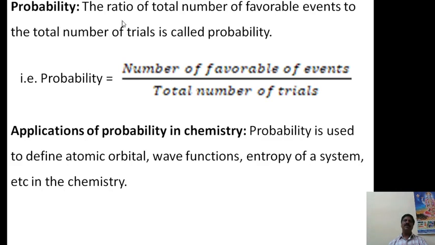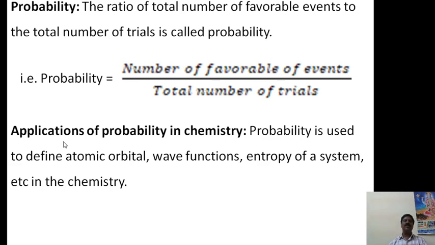Now the definition of probability. Probability is nothing but the ratio of the total number of favorable events to the total number of trials. Simply, the ratio of events to trials is called probability. This is the definition of probability.